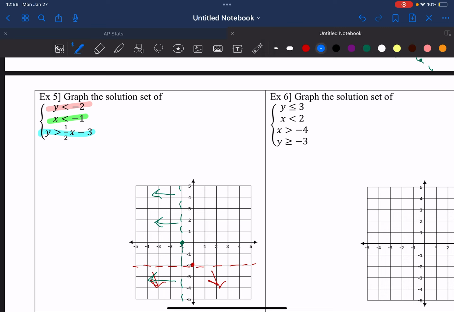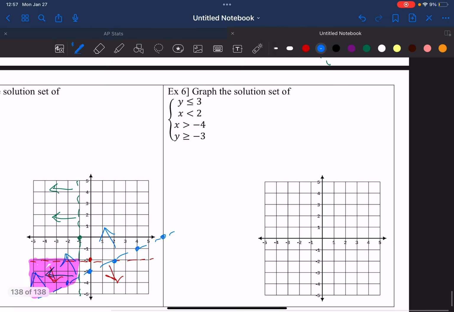And then I have 1/2 x minus 3, so minus 3, and 1/2 slope means up 1, right 2, up 1, right 2, up 1, right 2, down 1, left 2, down 1, left 2, and this is also a dotted line, and since it's greater than, this is going to be going up. So you'll notice where they all cross is going to be in this little area. I drew it a little too far, in this little trapezoid type area right here. That is our solution.